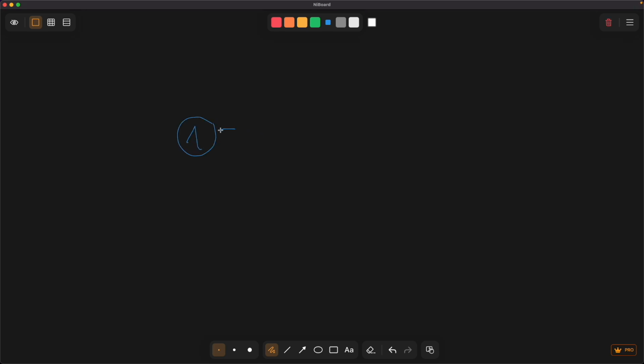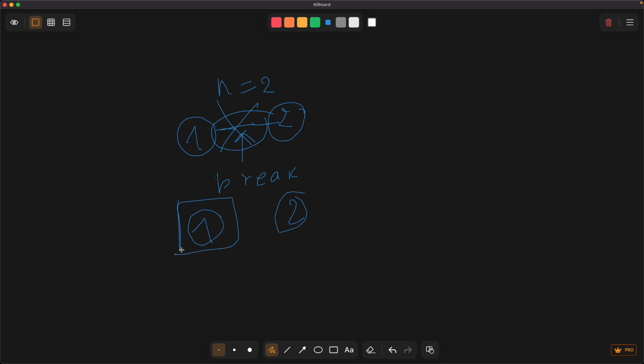For example, this is the case with n equal to 2. There is one bridge here, and if we break this bridge, we will have this graph, and we can only visit island number 1. But if k is equal to 0, so we cannot break this bridge, we can visit 2 islands.